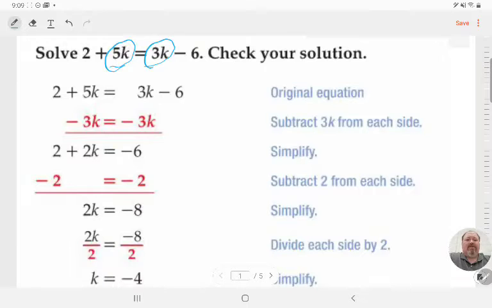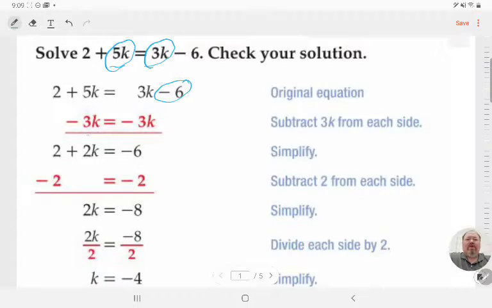Since 3k is the smallest, I would subtract 3k from both sides. 3k minus 3k is 0, so that just leaves us with the negative 6. Okay? Then over here on the left side, we have 2 plus 5k minus 3k. 5k minus 3k.